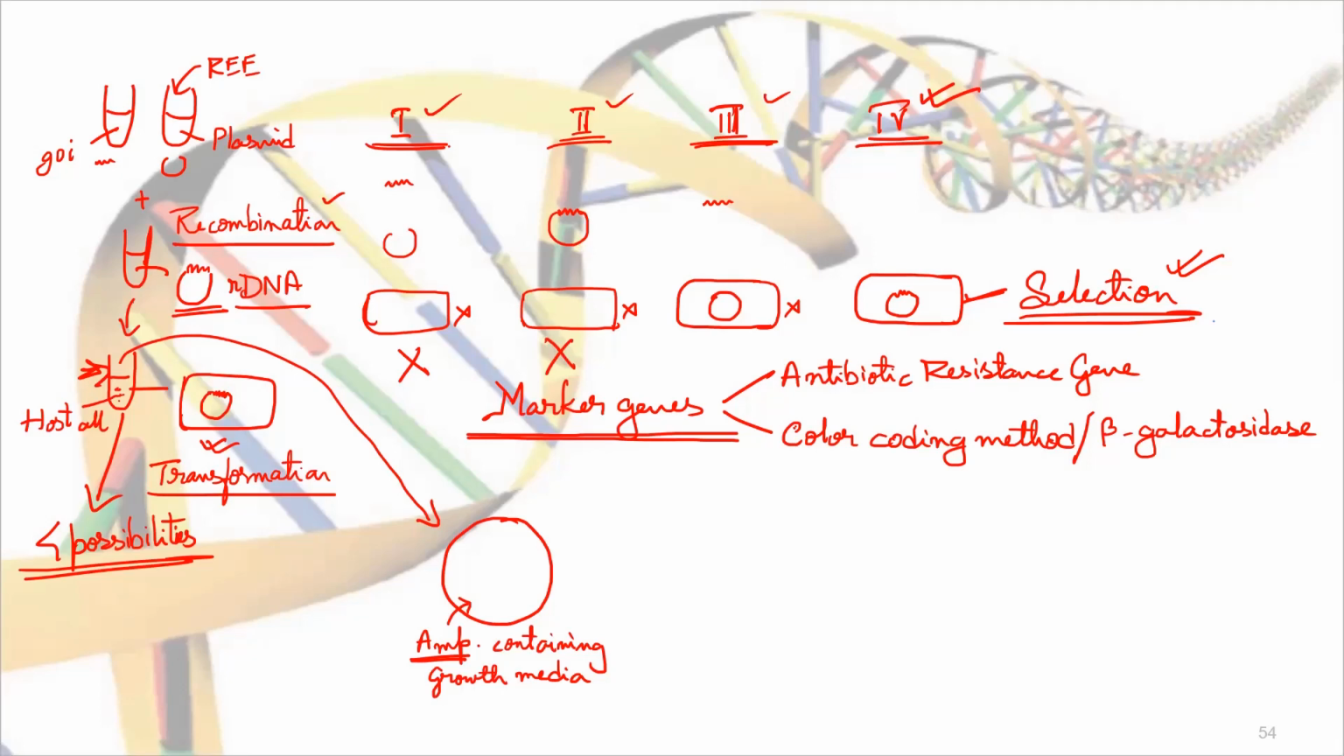However, both are going to grow here, because both the bacteria contain the plasmid, and in both plasmids, the ampicillin resistance gene is functional. Here also the ampicillin resistance gene is functional, here also it is functional. So the ampicillin resistance gene is functional in both the cases. Therefore, both the bacteria will become resistant to ampicillin. So you will get certain colonies of bacteria here.